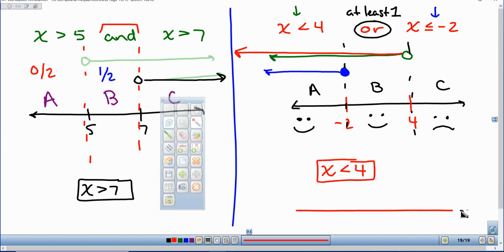And so when you go to graph it, that's actually all you would do. You would just go to 4, go less than. You wouldn't need to do anything else other than that.